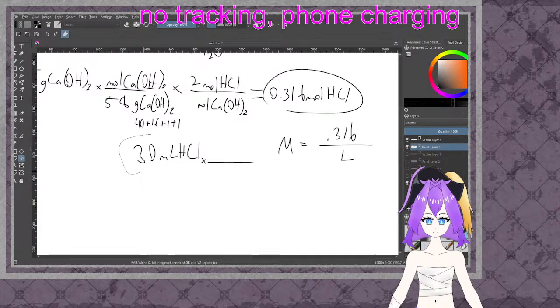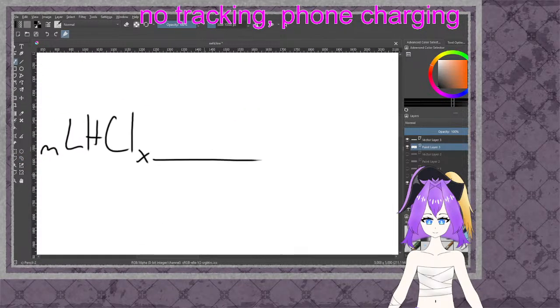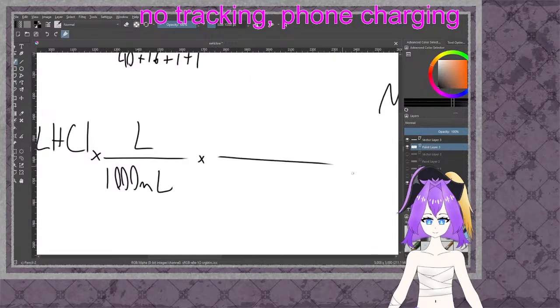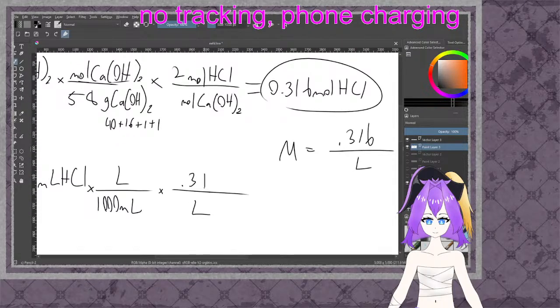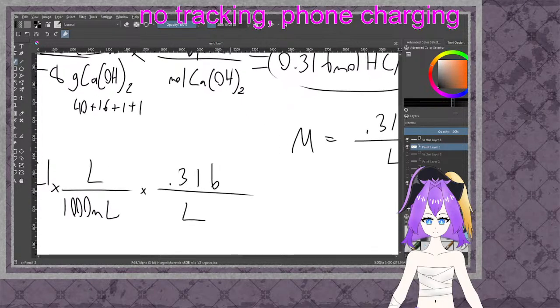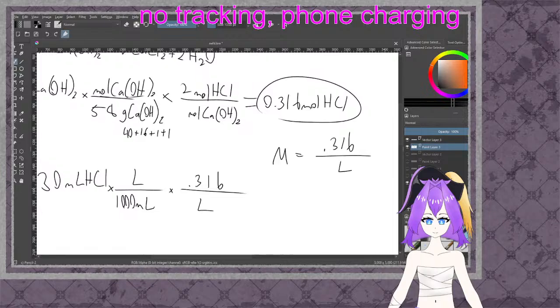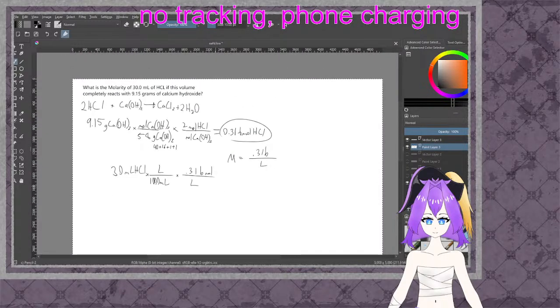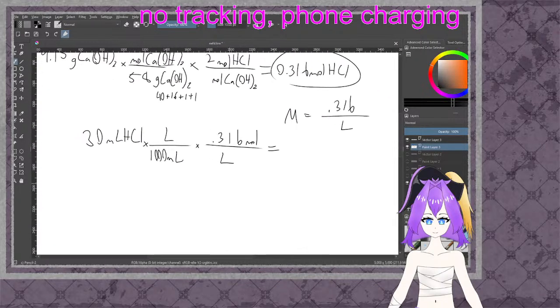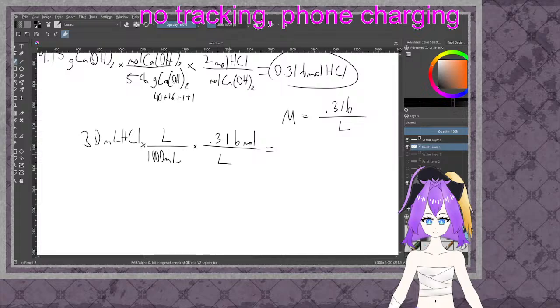Let's move this over real quick. Okay, so we go 1,000 milliliters to liters, and 1 liter over 0.316. So 0.316 moles. What is the molarity? Do I even need to do this? I don't think I even need to do this, but I'm just gonna do this for the sake of it. Times 0.316, and that gives us 0.00948.